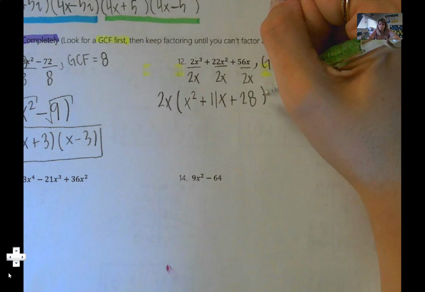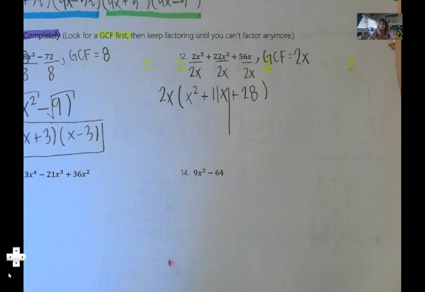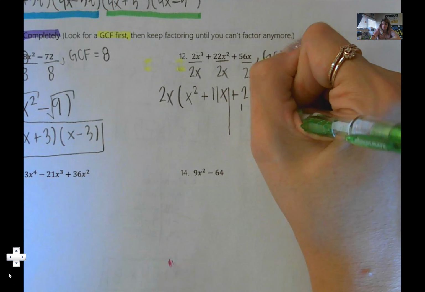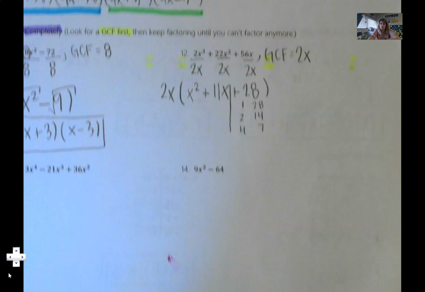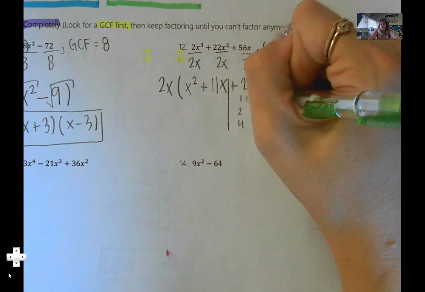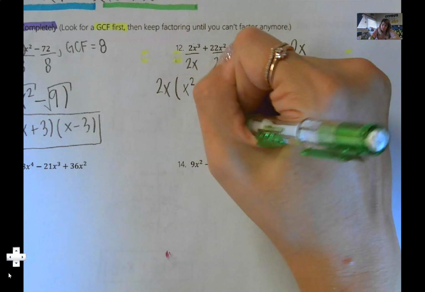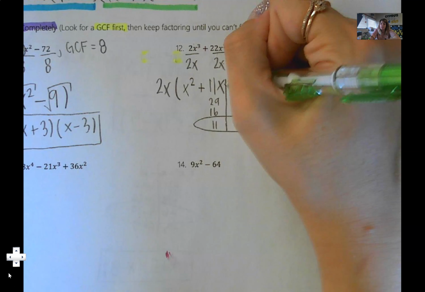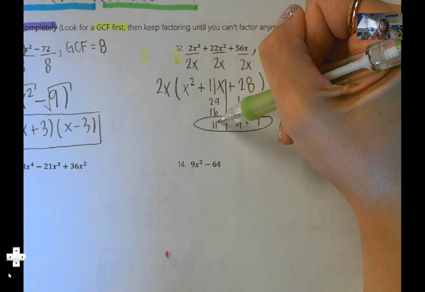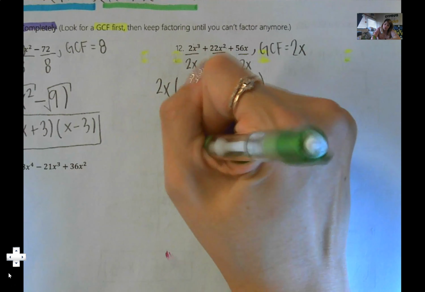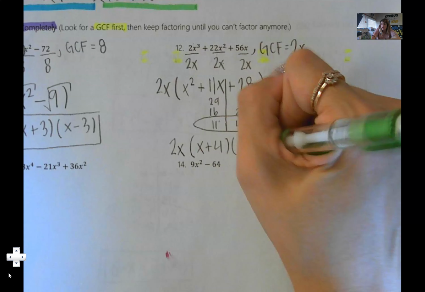We have 3 terms this time, so this is one where you list out all of the factors. 1 and 28, 2 and 14, 3 doesn't work, 4 works, 4 and 7. The plus sign means you add them. You get 29, 16, and 11, and these match exactly. You're looking for ones that add to 11. This one does. So your final answer is 2x, parenthesis, x plus 4, x plus 7.